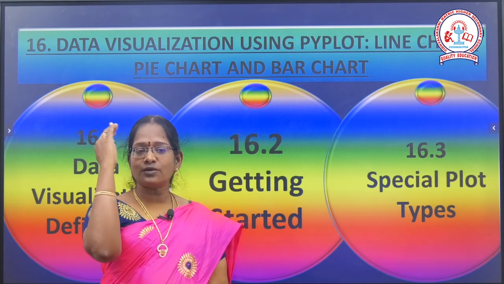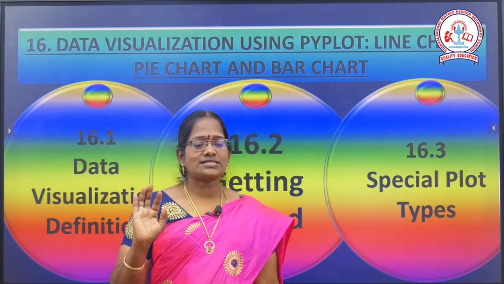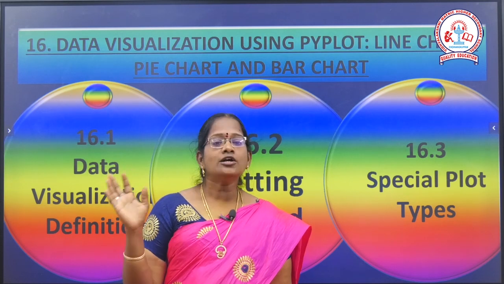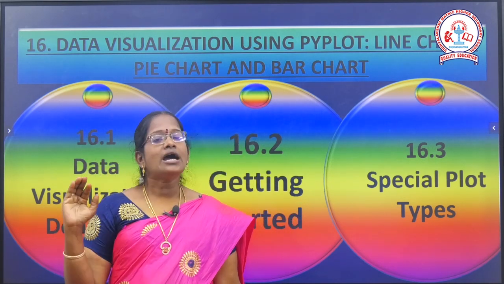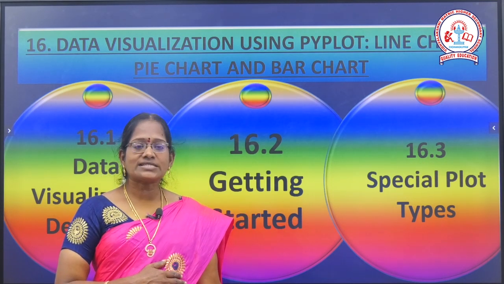From lesson 1 to lesson 16 is the reduced syllabus. These portions are enough for our public examination. Go through these portions, revise thoroughly and write your examination perfectly. All the best.